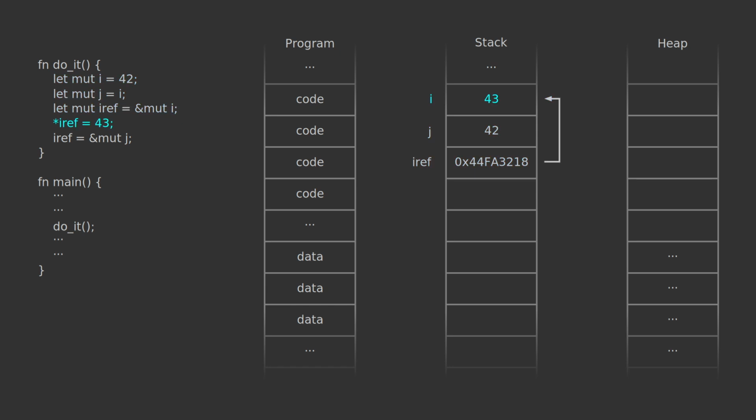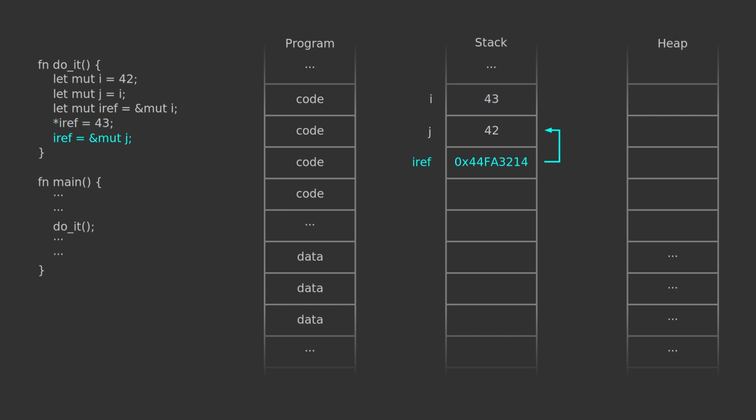Now we update the value of i using iref along with the Rust dereference operator, which is the asterisk character. Dereferencing iref tells the compiler to operate on the value pointed to by iref. We can only update i using iref because we declared it as mutable and then subsequently took a mutable reference using the reference operator in conjunction with the mut keyword. Doing this, we change the value of i from 42 to 43.